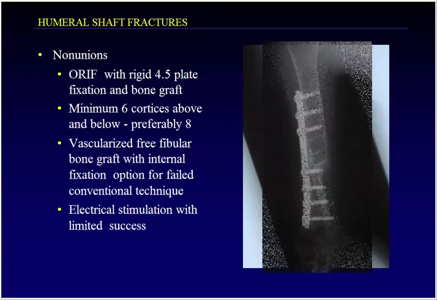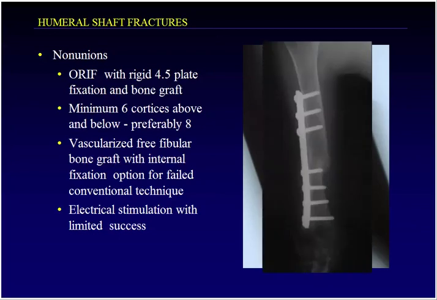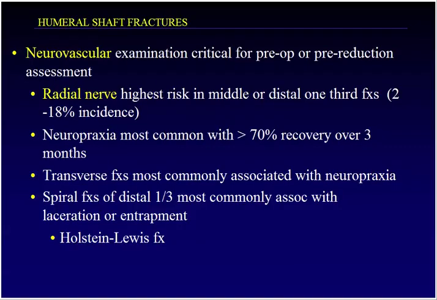of humeral shaft non-unions. And this is that case: here's a non-union that's treated with a rigid 4.5 plate and bone grafting, again, minimum of 6 cortices. What he's showing here is that this case went on to a non-union because of inadequate initial fixation, and then this is how it's salvaged with the appropriate plate, adequate fixation above and below the level of non-union, as well as bone grafting.